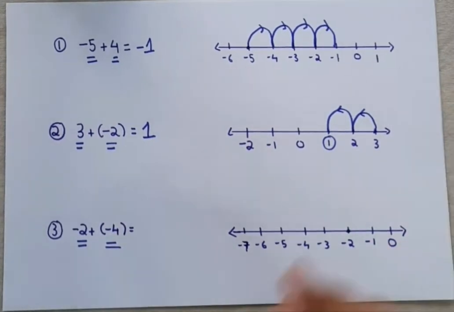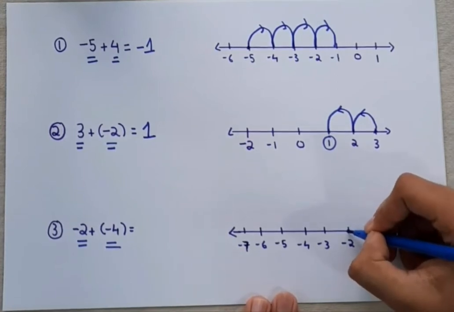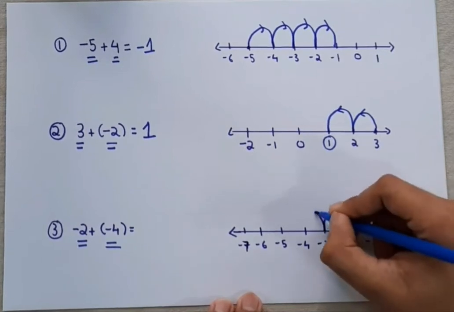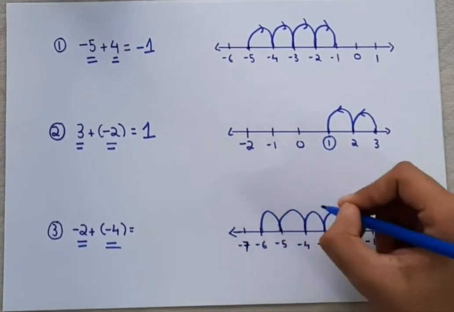Now -4 is a negative number. And we just learned that while adding a negative number, we move towards the left of the number line. So we start at 2 and we move 4 spaces to the left. So we go 1, 2, 3, and 4.